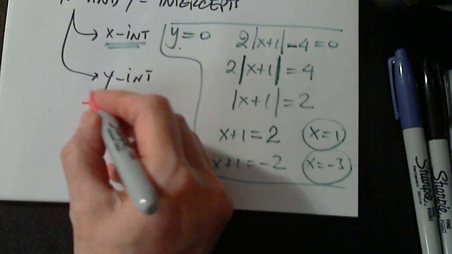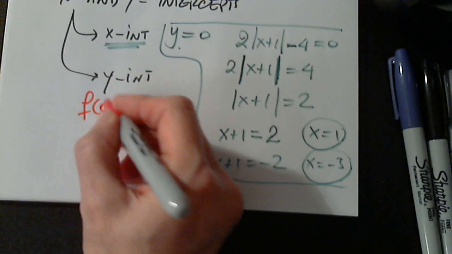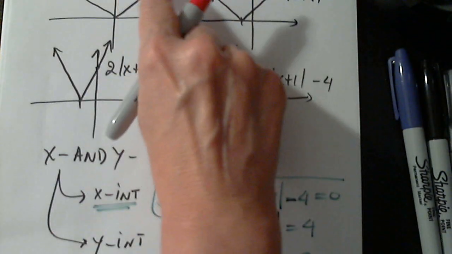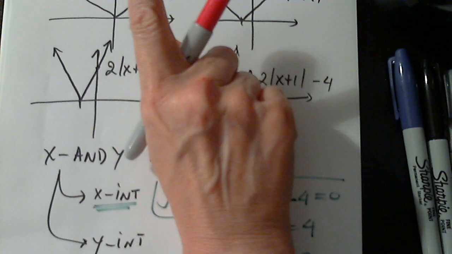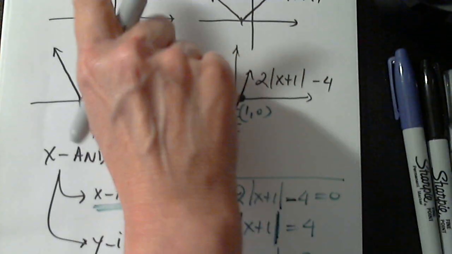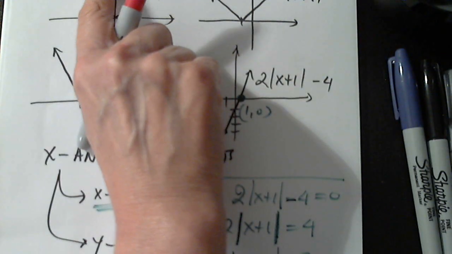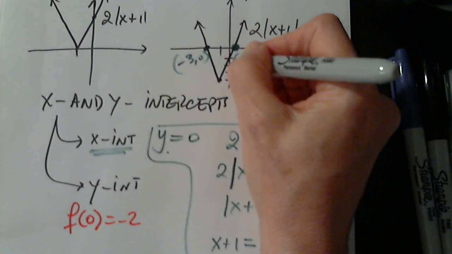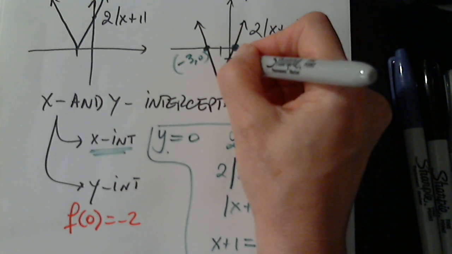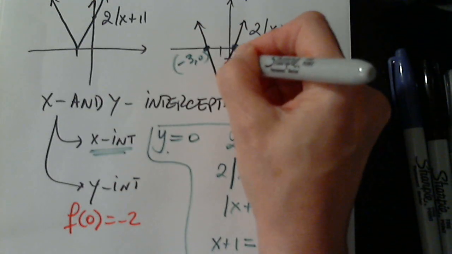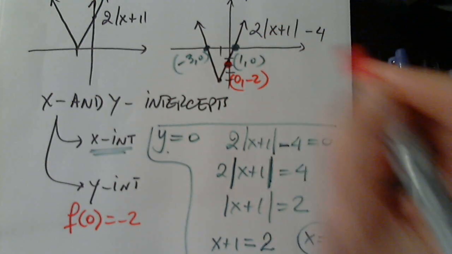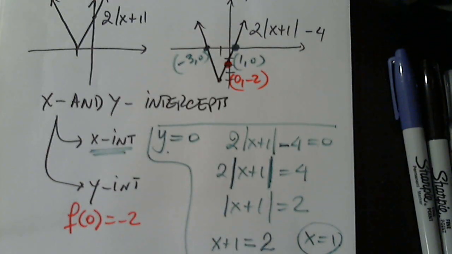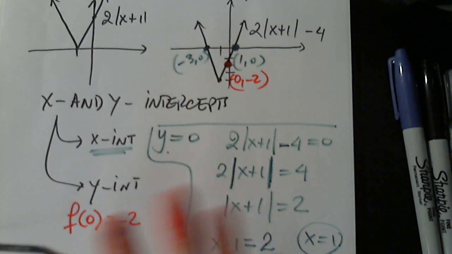You replace x with 0. Excellent. 0 plus 1 is 1. The absolute value is 1. 1 times 2 is 2. 2 minus 4 is negative 2. Sort of. Not quite. 0, negative 2. So I was not too far.